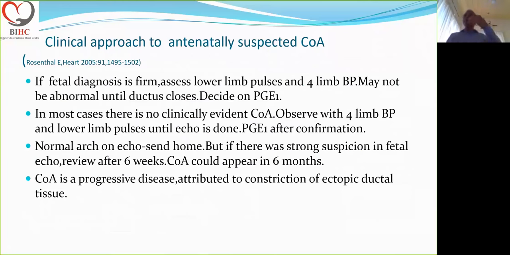And be sure that you have prostaglandin ready. If the duct is closing and the lower limb pulse is decreasing, start prostaglandin. And there is no clinically evident coarctation. Of course, if the suspicion had been raised, continue looking at the lower limb pulses and the blood pressure. And say by day five or so, if your cardiologist assures you that the arch looks normal, and more importantly, you are satisfied that the pedal pulses are normal, send the baby home. But 6 weeks later, repeat an echo. Remember, coarctation is a progressive disease. It is progressive because it is attributed to the constriction of ectopic ductal tissue, which is found in the isthmus.